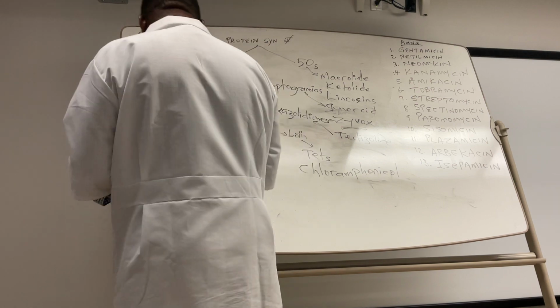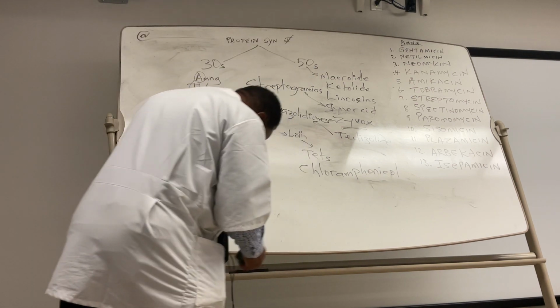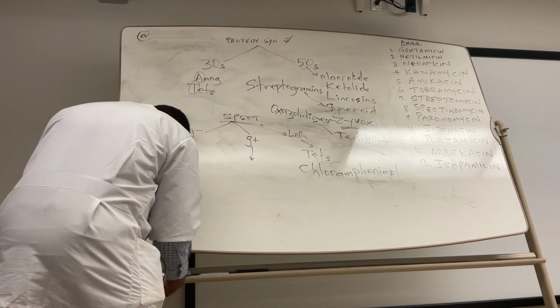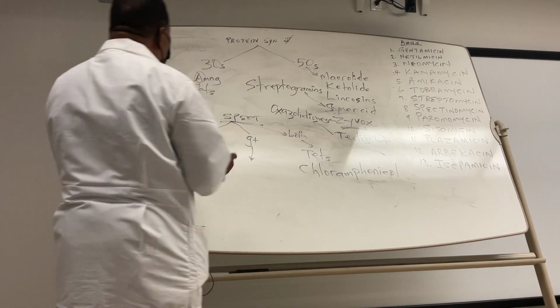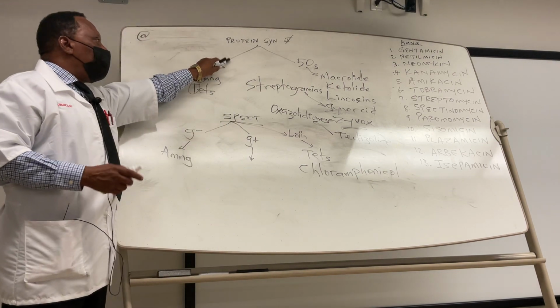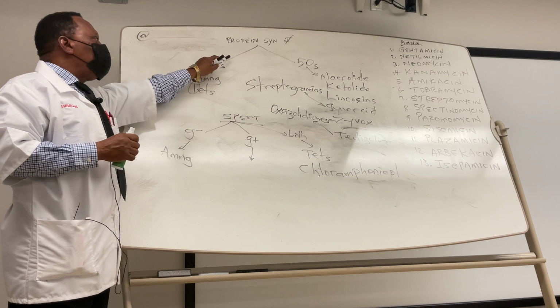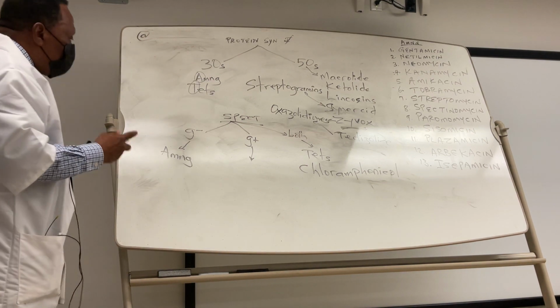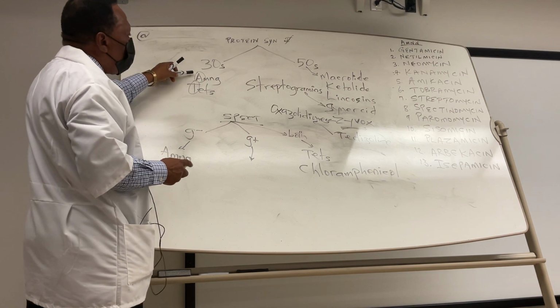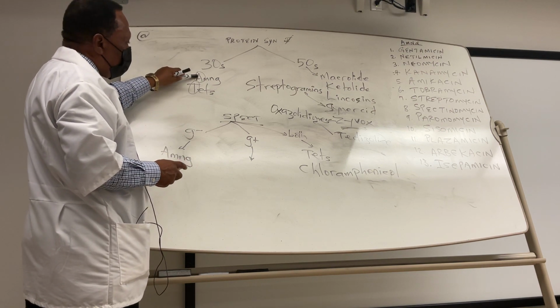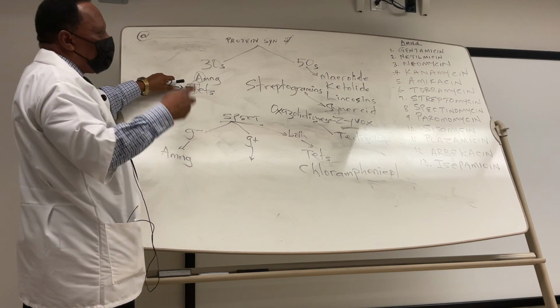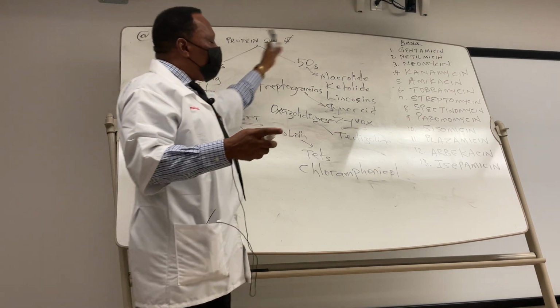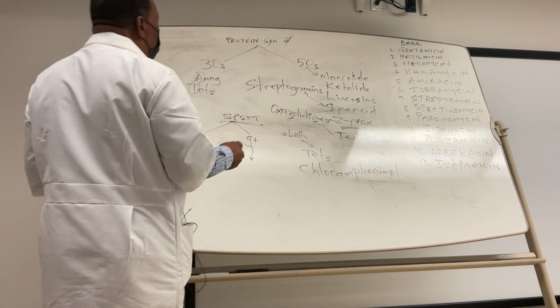But we'll discuss that as we go along. So we're going to use the functions to classify the agents. So we'll start with your aminoglycosides, and then we'll talk about the tetracyclines before we move over to the 50S side.